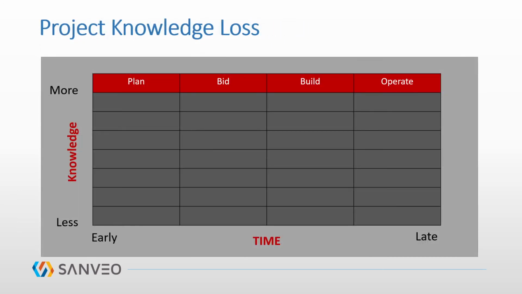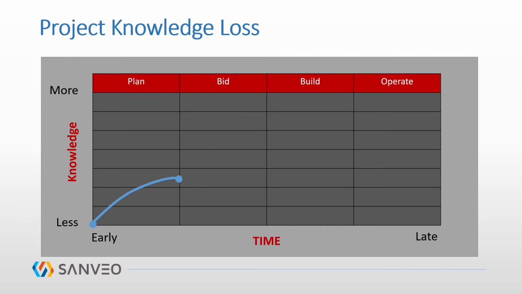Another huge issue on projects is the loss of knowledge as the project is passed along through the different phases. This chart is representing a typical project. From left to right are the different phases of a project: plan, bid, build, and operate. The amount of knowledge is indicated on the right from less to more. When a project begins, the design team does not know very much about the project. They know the vision that has been shared with them by the owner, and that's about it.